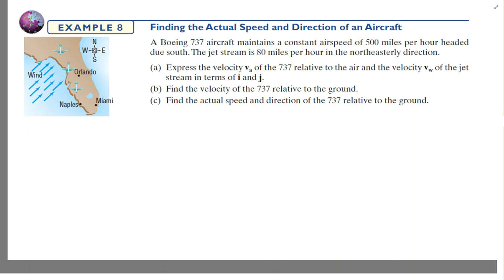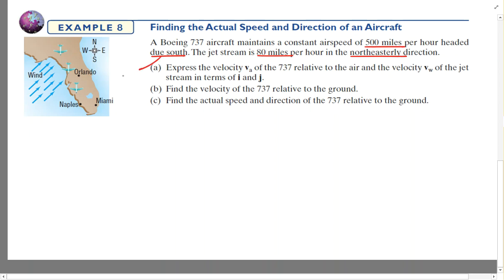In this video, I'd like to work through this example from class, and I'll try to do so in one take rather than pausing for explanations as I did during class today. So hopefully you recall that we're dealing with an airplane that is flying 500 miles per hour and it's headed due south. The jet stream is the wind that's pushing at 80 miles an hour in a northeasterly direction.